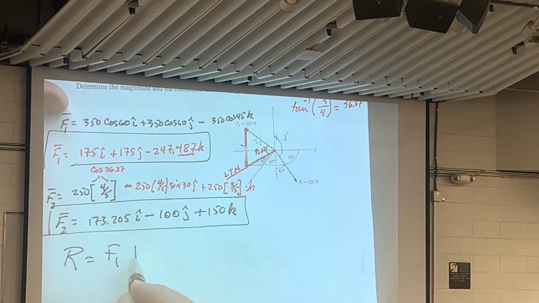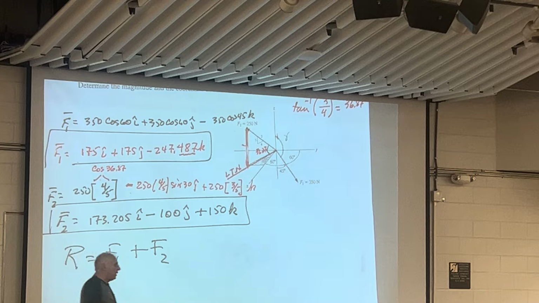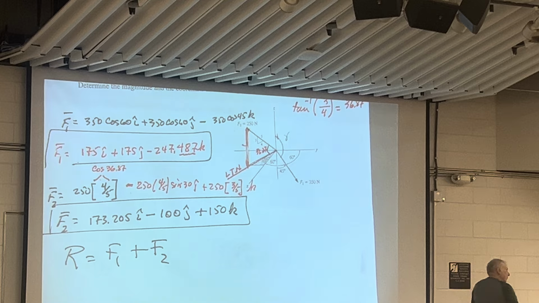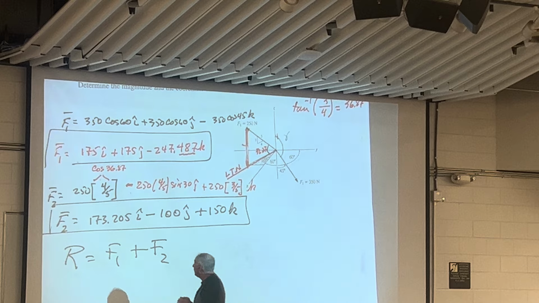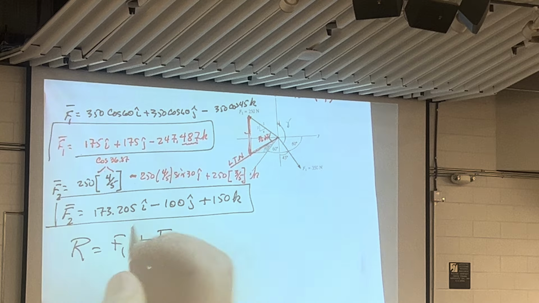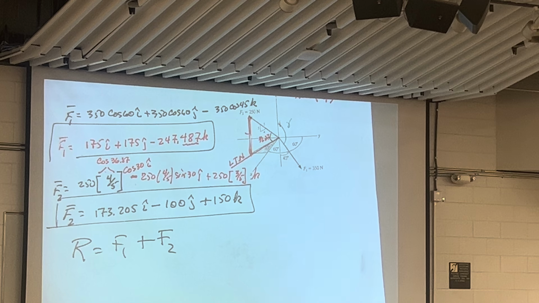Resultant is F1 plus F2. But before I do the resultant, are there any problems with what I've done? Go ahead. Say that again. Oh, you're right. Great eyes. Thank you for finding that. That would be cosine 30 i. I got off on a tangent and forgot to put in the rest of it. Good, you get a star for today.